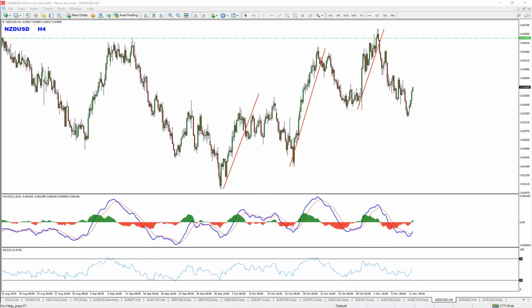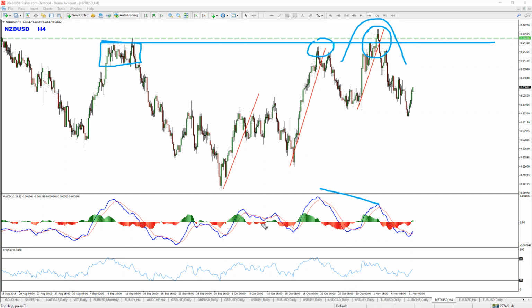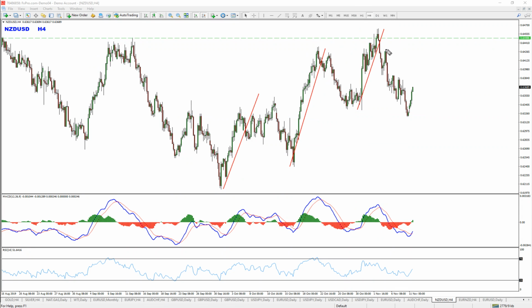This structure up came closer to that zone first time, second time false break, divergence formed. So now what we can expect is for the price to go approximately towards the 50% of this entire move. So that divergence makes a lot of sense to push the price lower.